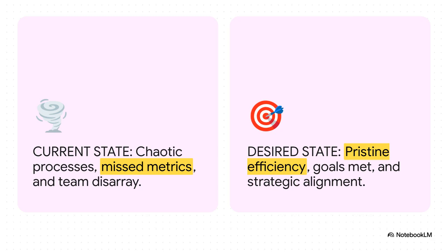So on one side, you have reality, your current state. And let's be honest, it can feel chaotic, a little messy, and just frustratingly off target. But then over on the other side, there's the vision, the desired state. This is that perfect world where everything just hums along, goals are crushed, and everyone is perfectly aligned. That space, that chasm between today's reality and that future vision, well, that is the gap.